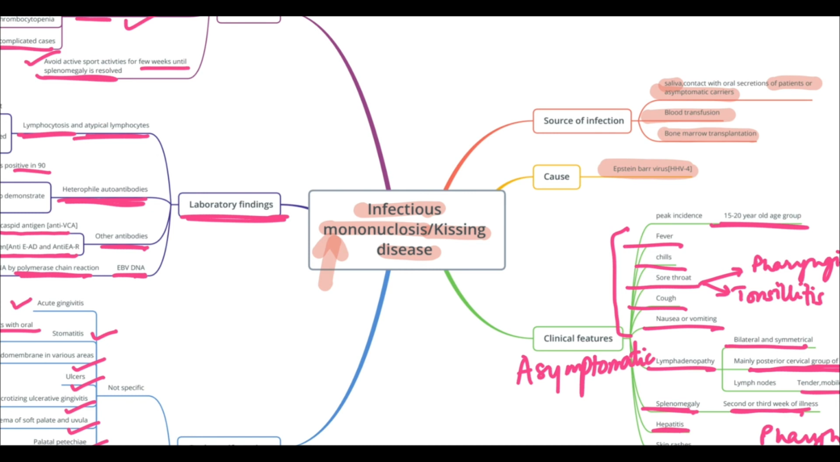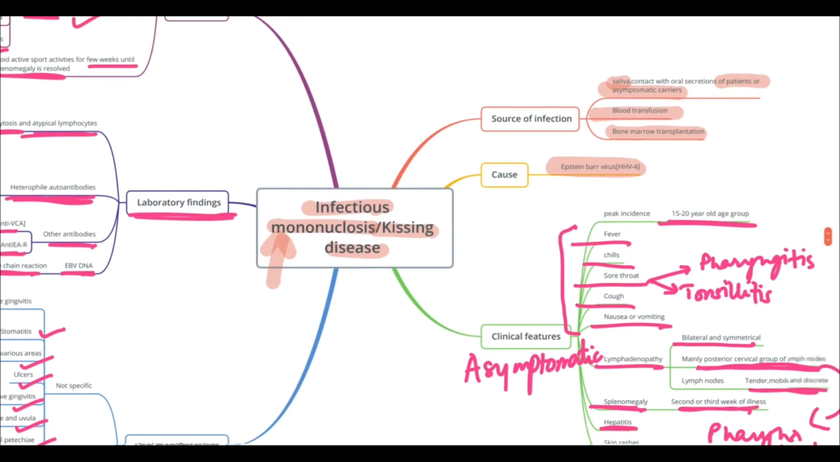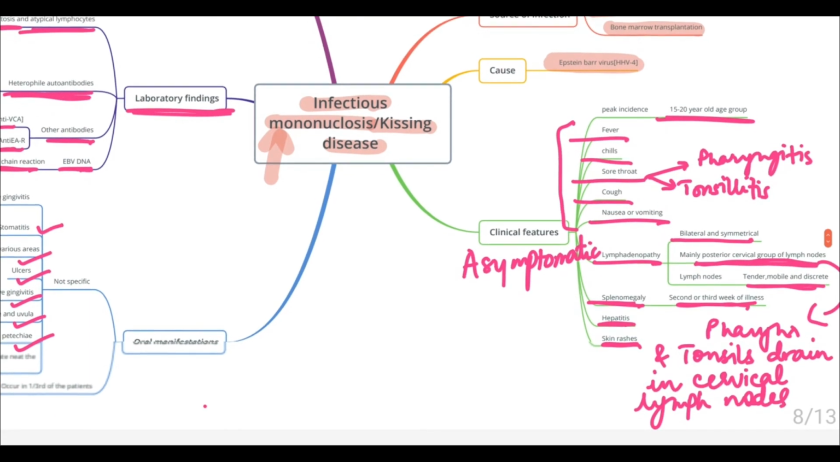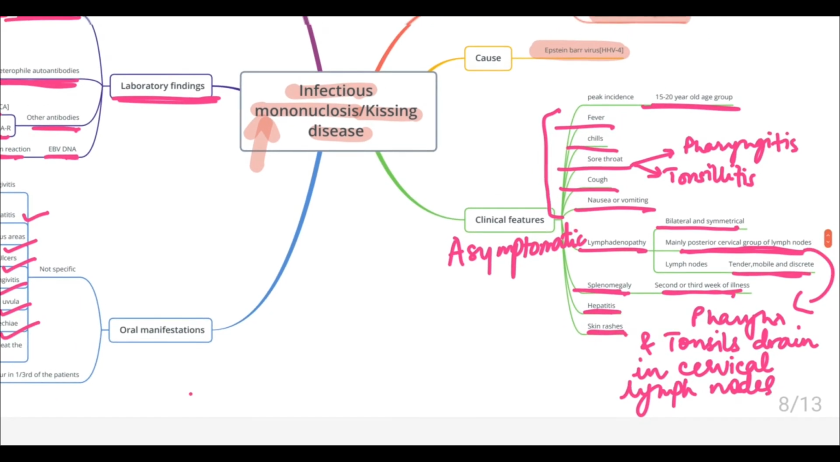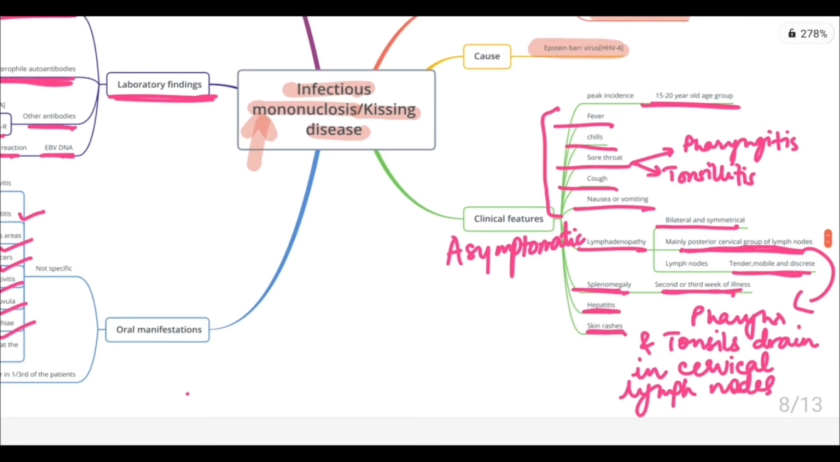For a quick recap, let's review some pointers that can help you remember and make the complete chain. So infectious mononucleosis is caused by the Epstein-Barr virus. The source of infection is saliva, blood transfusion, and bone marrow transplantation. Then we came to the clinical features. There were very common clinical features, that is fever, chills, sore throat, cough, nausea, vomiting. Apart from that, we could also see lymphadenopathy, splenomegaly, hepatitis, and skin rashes.